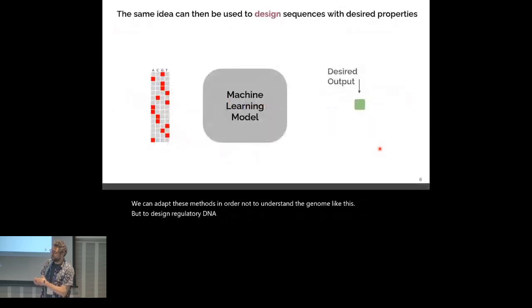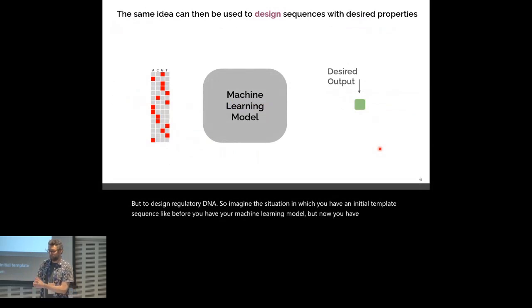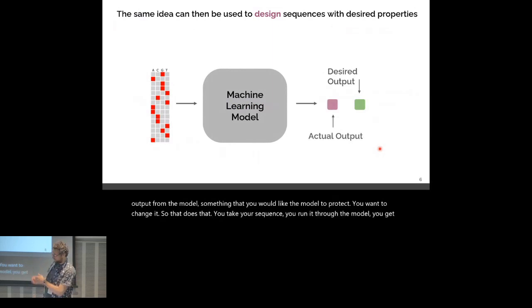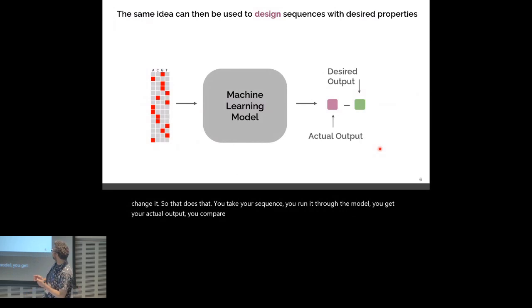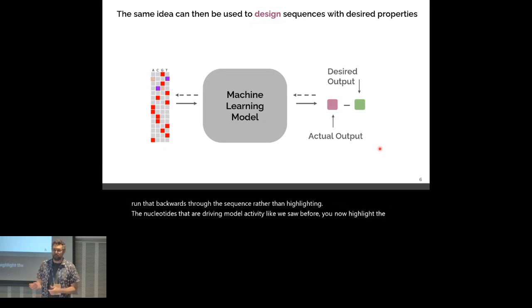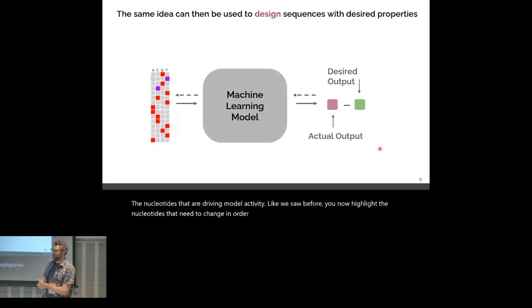So imagine the situation in which you have an initial template sequence, like before. You have your machine learning model, but now you have a desired output from the model, something that you would like the model to predict. You want to change the sequence so that it does that. You take your sequence, you run it through the model, you get your actual output, you compare that to the desired output, and then you run that backwards through the sequence. Rather than highlighting the nucleotides that are driving model activity, like we saw before, you now highlight the nucleotides that need to change in order to achieve your target objective.